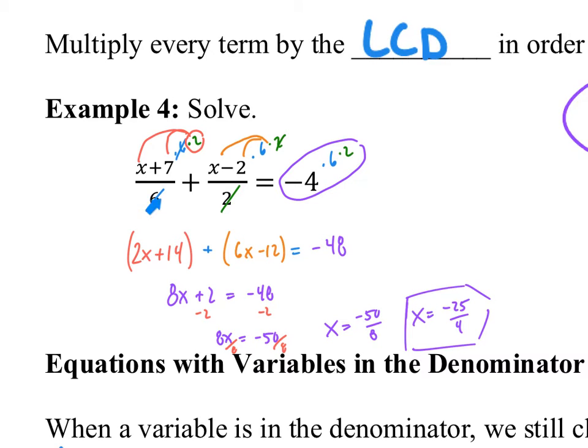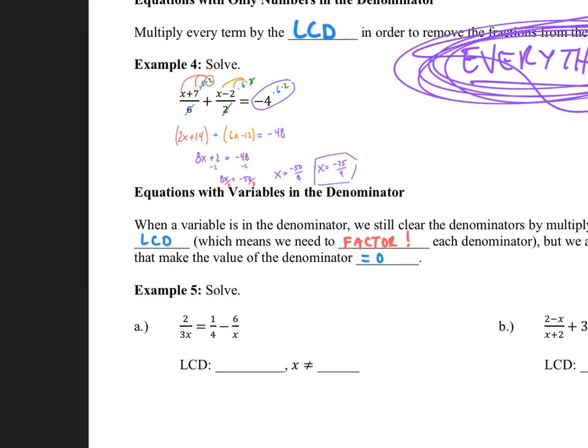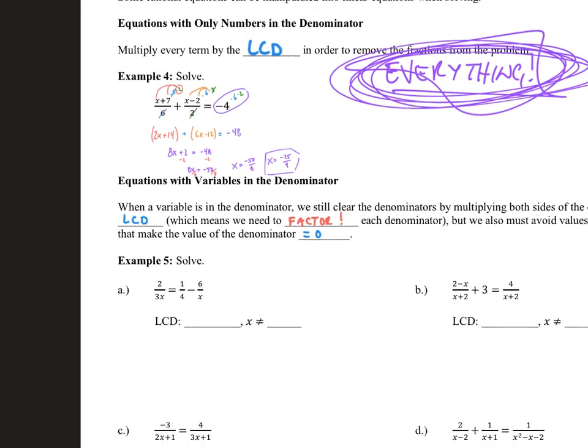Again, to get rid of the 6, I multiplied everything by 6. To get rid of that 2, I multiplied everything by 2. The 6s cancel, leaving me with the 2 times this. The 2s cancel, leaving me with 6 times this. And over here, there's nothing to cancel, so I had to do all that multiplication. So to get rid of a denominator, I multiply by that denominator. So what if there are variables in the denominator? That makes it a little trickier.